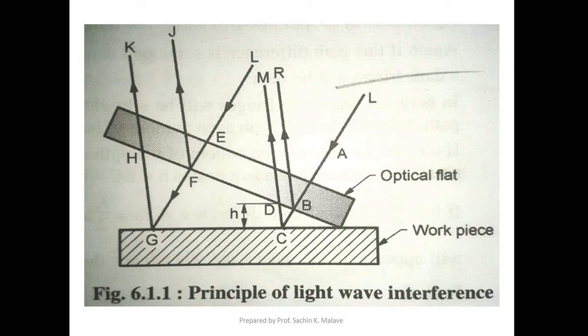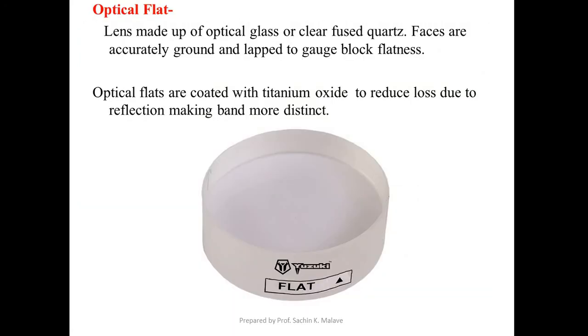Now let us see what this is. Just as I have discussed how the optical flat and the fringe pattern take place, as you can see, this is how interferometry with the optical flats is achieved. So what is the optical flat? I will just show you one image. This is the optical flat. So an optical flat is a plain lens.